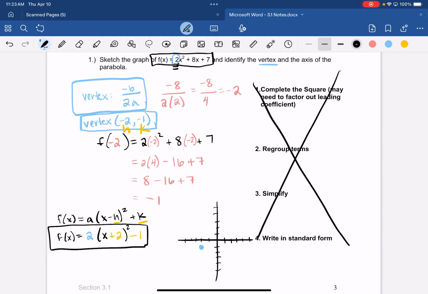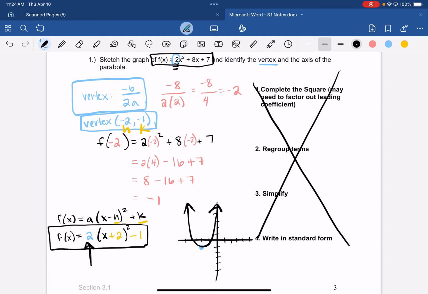So now let's go back to my sketch. I have my vertex. How do I know if it's open up or down again? What do I look at? The a value, right? The coefficient. So here's my a value. It's positive, which tells me what? Is it opening up or down? Up. Boom. I don't even need to find other points because it's a sketch. Okay?